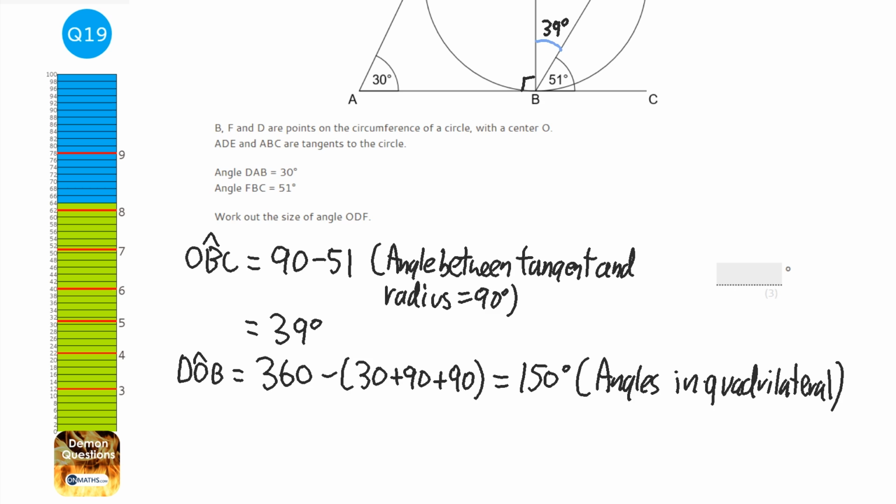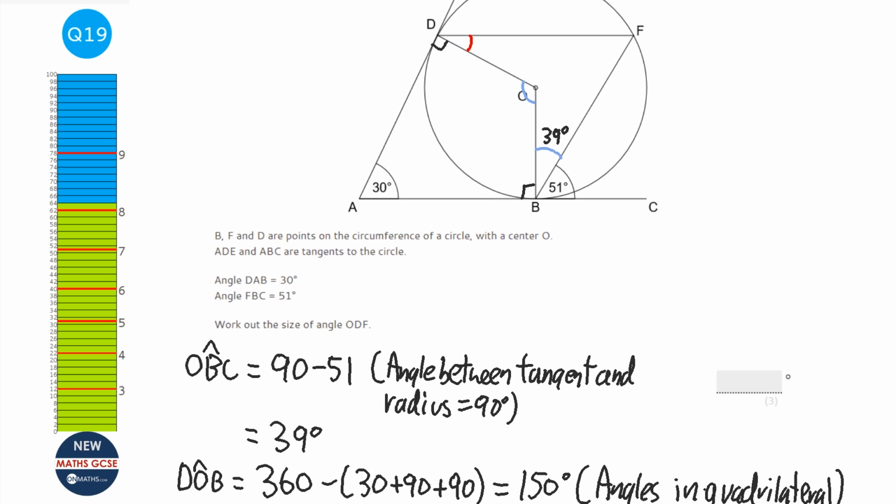And we should really say that the angle ABO and ADO are angles between a tangent and radius as well, but I'm not going to. We've already used that reason, and it's clear in our diagram that we've just repeated the same reason. Okay, so angle DOB we've got as 150.